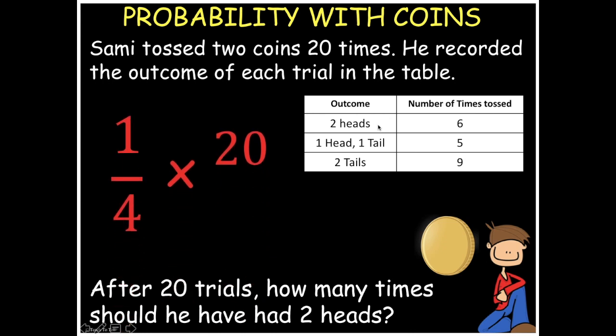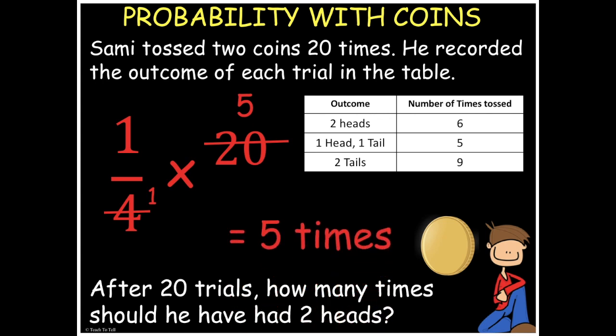So we have a 1 out of 4 chance, to multiply by 20. 4 times 5 is 20. So we know that 1 times 5 is 5 times. So 5 times he should have gotten 2 heads.